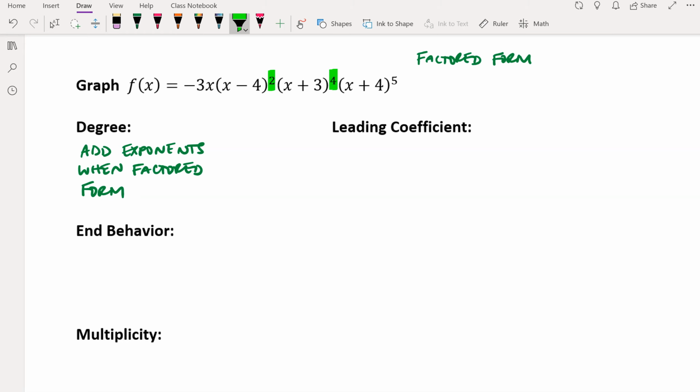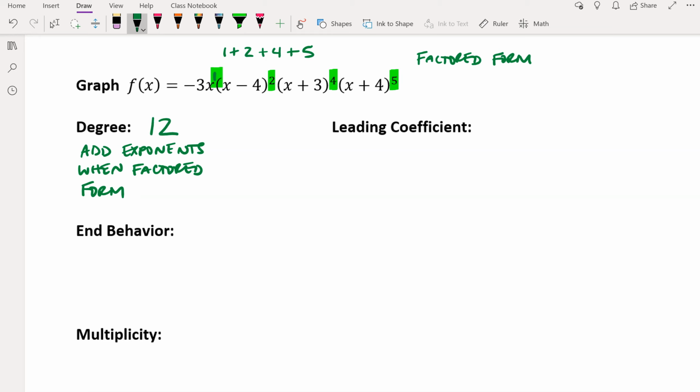We see a 2, a 4, a 5, but there is a sneaky exponent. There is a sneaky exponent on this x right here. I want you to tell me, what do you think the exponent is on that x? Go. All right, the exponent on this x is a 1. So we're going to add the exponents. We're going to do 1 plus 2 plus 4 plus 5, and that's going to give us the degree. So we get 3, 7, 12. The degree is 12. So let's go ahead and write down 12.